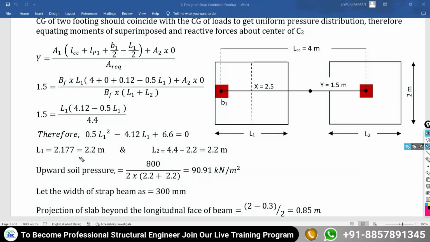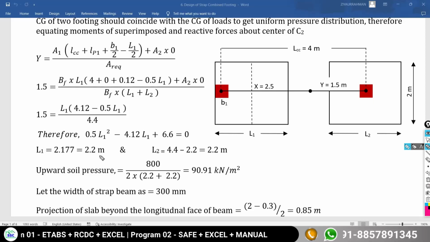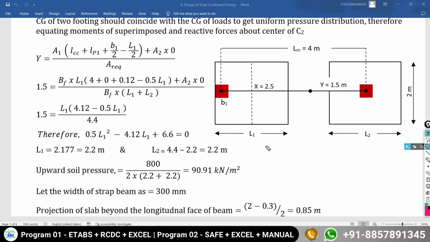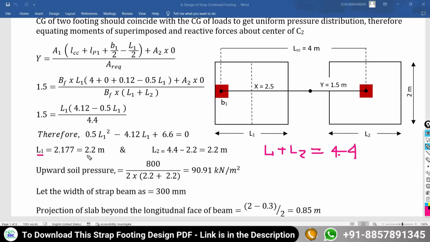I am going to round up this value. I am going to take a higher value like 2.2 meter. Now here we know the summation of L1 plus L2 is equal to 4.4 meter. Now here we are getting the value of L1 as 2.2 meter. I just want to do the calculation for L2.